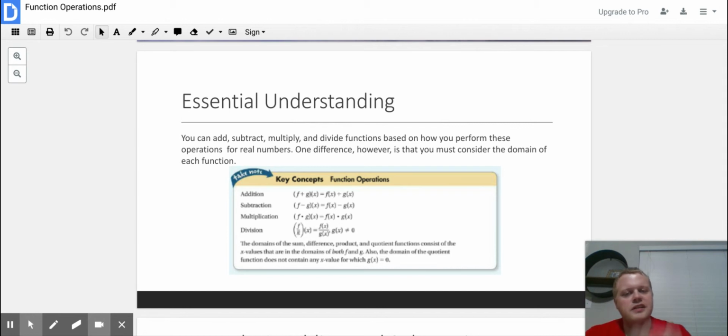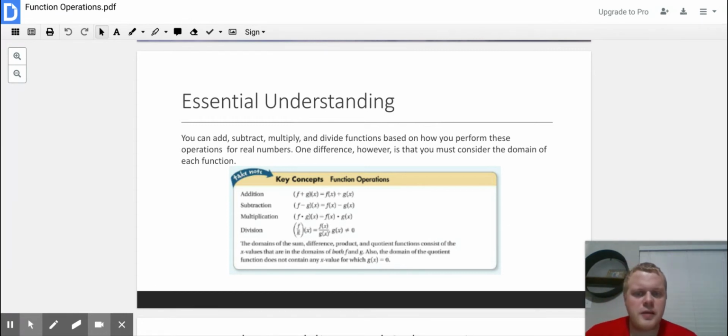So below is a list of the operations, how we can get from one to the other. Again, I would really recommend writing f plus g of x as f of x plus g of x, and with subtraction, multiplication, and division, the same way. Key thing for division, though: if we have a denominator, we have to solve for g of x, and whatever we find, that cannot equal 0. So you always set that equation equal to 0, solve for it, and then that tells us what our domain cannot be. That's the key thing for division.